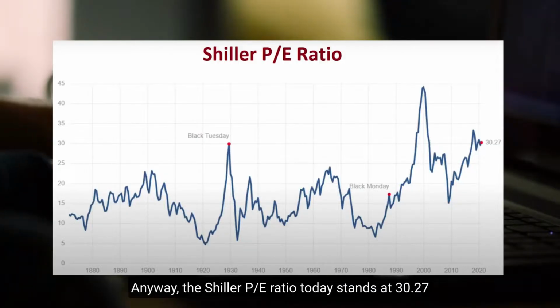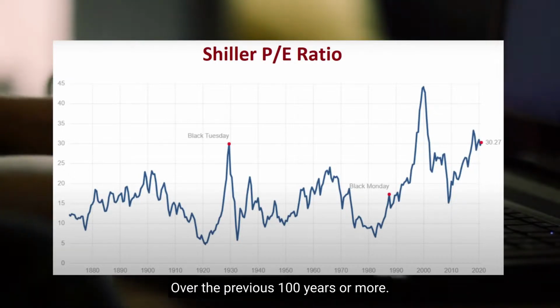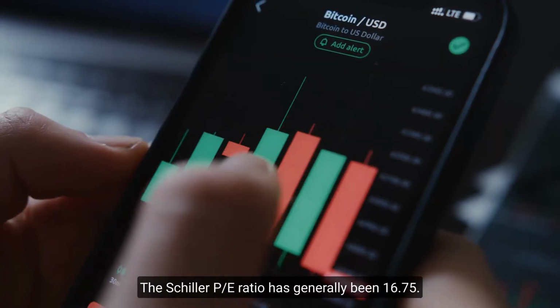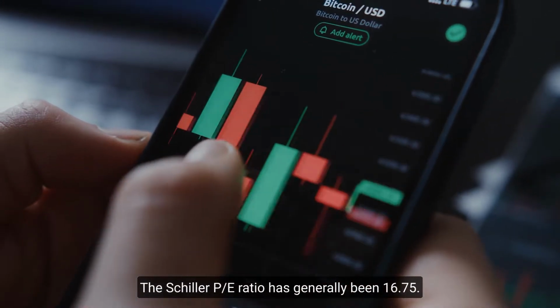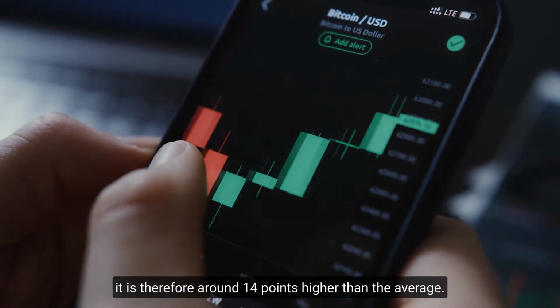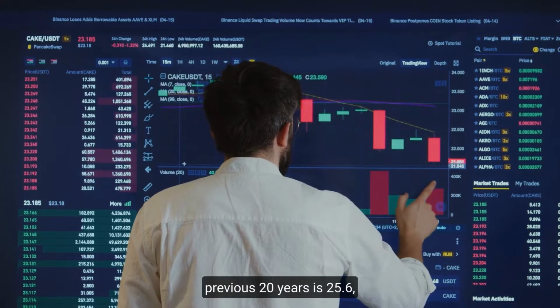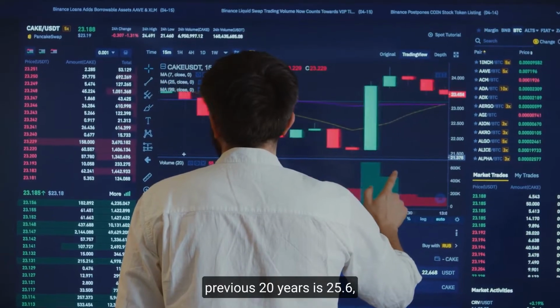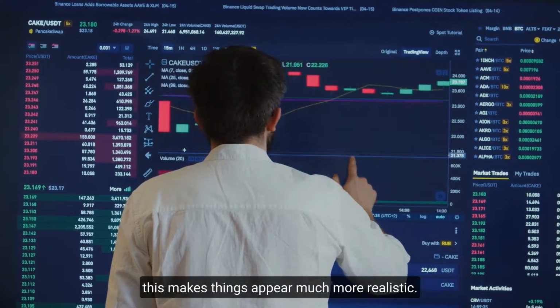Anyway, the Shiller PE ratio today stands at 30.27, which is significantly higher than it has historically been. Over the previous 100 years or more, the Shiller PE ratio has generally been 16.75. At the moment this video is being made, it is therefore around 14 points higher than the average. Nonetheless, the average over the previous 20 years is 25.6. This makes things appear much more realistic.